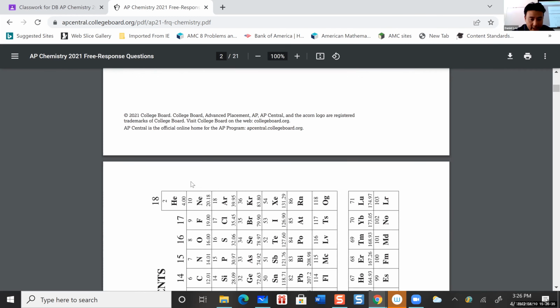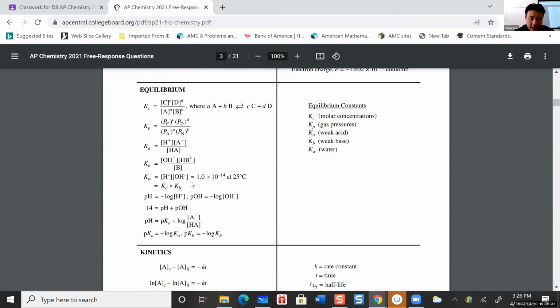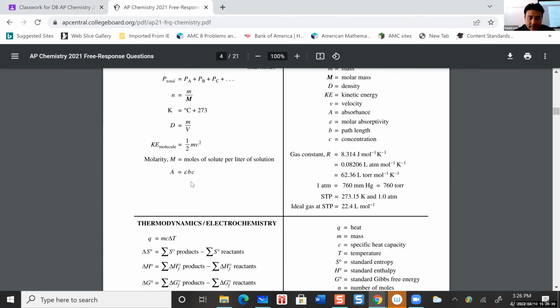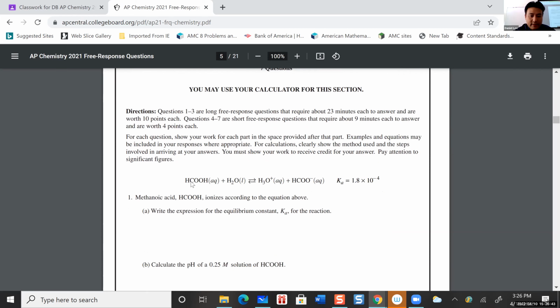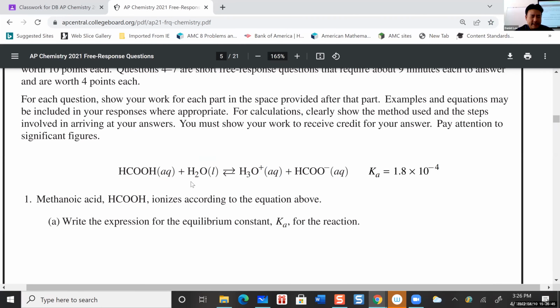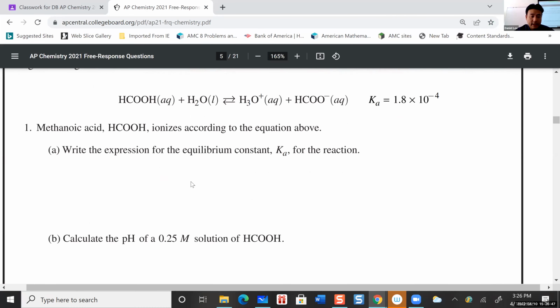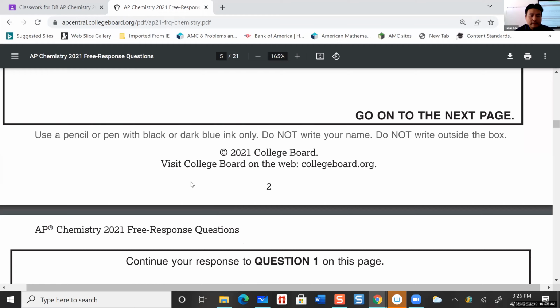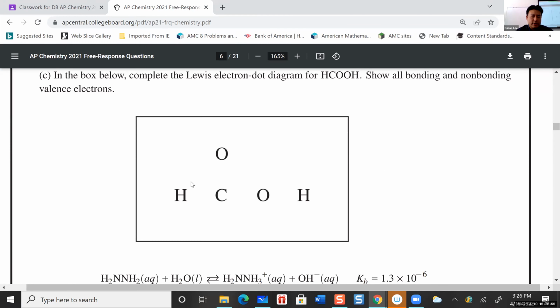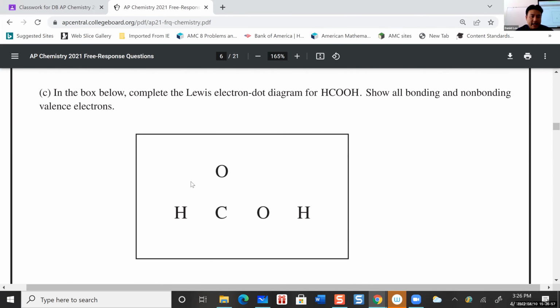If you take a look at this, you see what kind of big questions are tested. The first question right away is Ka, that's acid and base. I think we did this one together. Calculate the pH of that icebox. It's easy: Ka expression, icebox, super easy, right? And you draw the Lewis structure. This is methanoic acid, Lewis structure.